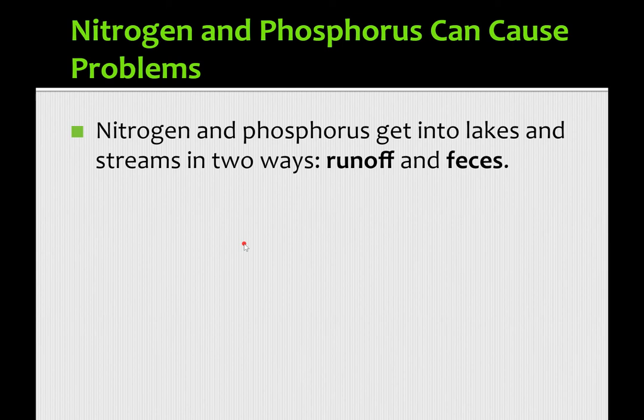Nitrogen and phosphorus can cause a lot of problems, especially in large quantities. So there are 2 ways that nitrogen and phosphorus can get into lakes and streams, and that is through runoff and feces. So runoff, meaning we've got a big storm, pushes the sediment that's eroded from the rocks into a stream, or feces, the poop.